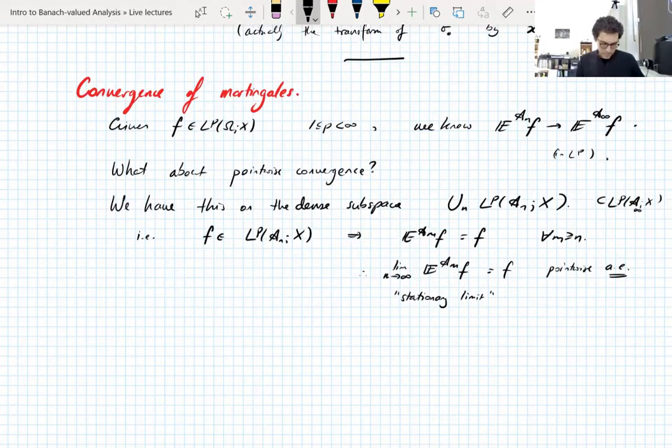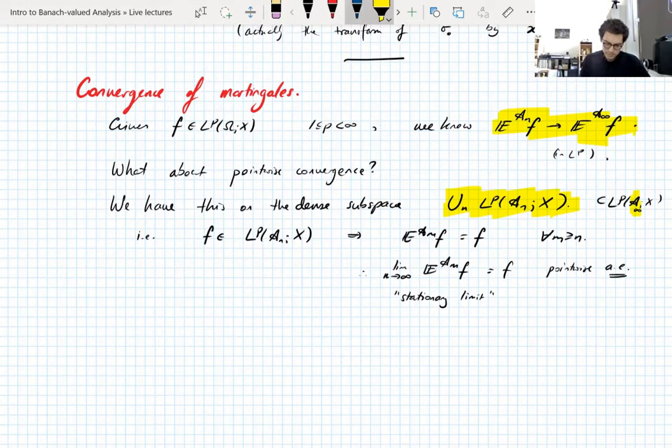So on this nice dense subspace of functions that are actually measurable with respect to one of the sigma algebras in the filtration, this pointwise convergence problem is trivial because the limits are all stationary. How can we bootstrap up that convergence from a dense subspace to the whole space? How can we show that every LP function, which is measurable with respect to the limiting sigma algebra, A infinity, actually has this convergence almost everywhere?